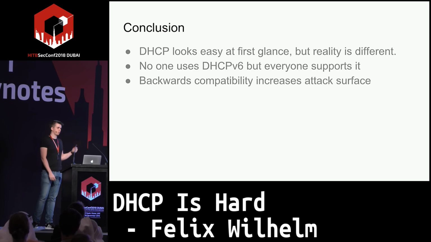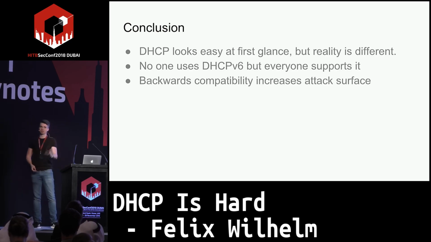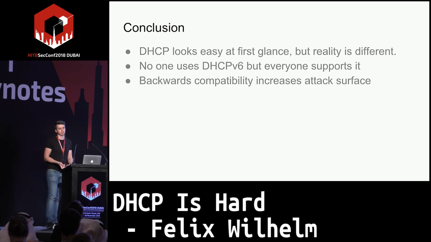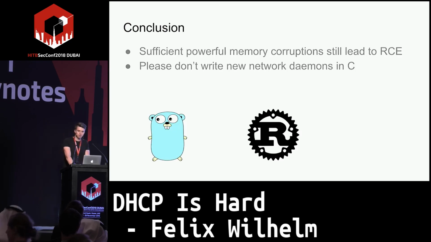It's one of the cases where you have a functionality that no one uses, like DHCP version 6, but all the implementations still heavily support it. And of course, as always, you have this problem of backwards compatibility that actually increases the complexity of the system and heavily increases the attack surface. So this was the shell injection vulnerability you saw, where just for reasons of backwards compatibility, we add these weird features that make stuff exploitable.